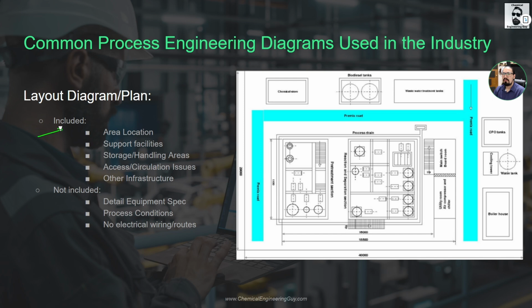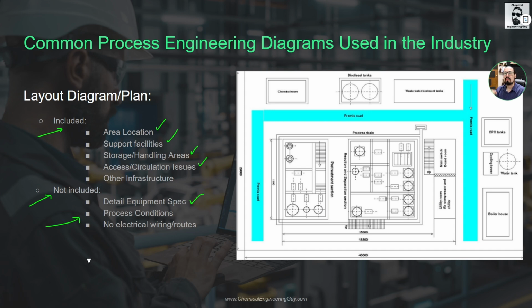Typical examples of what you may see in a layout diagram will be the area locations, support facilities, storage, handling areas, access or circulation, maybe a hallway, which places are allowed to walk, which places are not allowed for personnel, and so on. And typically you will not see the detailed equipment specifications. Maybe if you're talking about a tank or a reactor, you're just going to encounter the size of the vessel, not that much on the capacity, flow rate, and the conversions and all that.